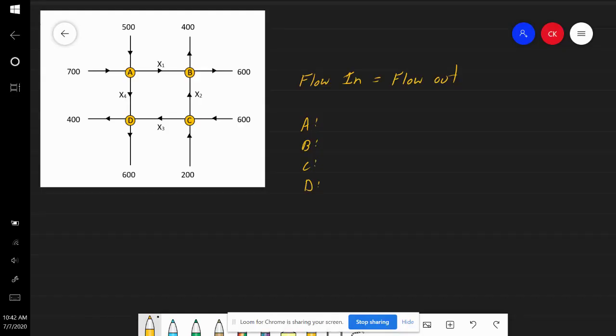And we'll start out by looking at each one of these intersections. So first, let's take a look at intersection A. And we can see we've got 700 cars and 500 cars entering into that intersection. So that's 1,200 cars coming in. And if we look at the two streets that exit out of A, we have X1 and X4 leaving that intersection. So all 1,200 cars that come in have to be able to exit out on one of those two streets. So that means the flow out is going to come out of X1 and X4 together. And again, all of that has to be equal.